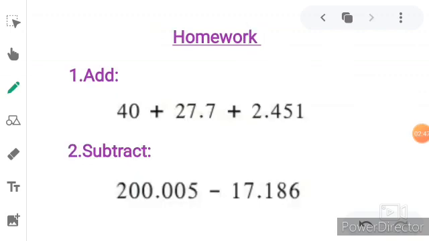Now students, time for homework. Note down your homework in your notebook. First question, add. You will have to add the first example and subtract the second one. Two examples are given to you and you will have to solve both of these examples.